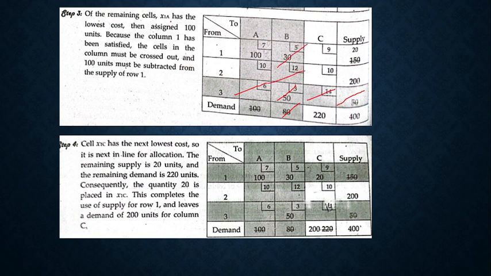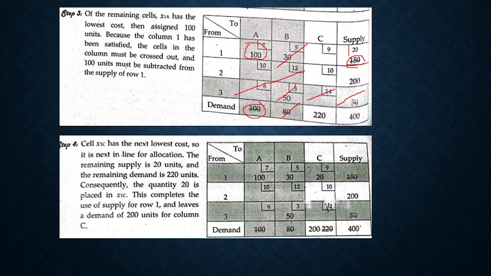So of the remaining cell, X sub 1 has the lowest cost. Hanapin yung lowest cost. Then assign 100 units. So bakit mag-assign tayo ng 100 units? Because yung company A is meron siyang demand na 100 units. So, copy natin doon sa column A dito. And si warehouse 1, meron siyang 150 units na supply. Ay, 150. 120 pala. 120 na supply.